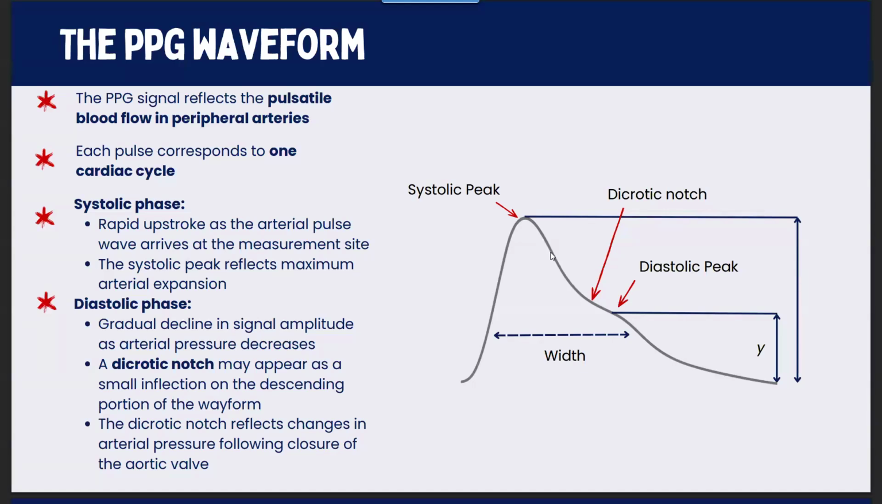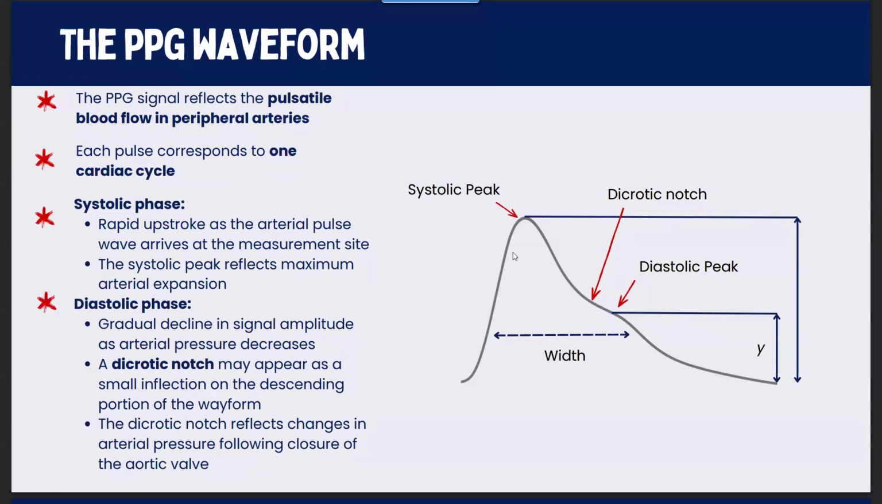And then following this systolic peak, we have this decline in our signal amplitude. And as we hit this decline, we are now entering the diastolic phase. In the diastolic phase, we may also be able to see a dicrotic notch, which you can see here kind of as this leveling out on the way down of this waveform. And this small inflection point is actually indicative of where the arterial pressure is changing following the closure of the aortic valve.